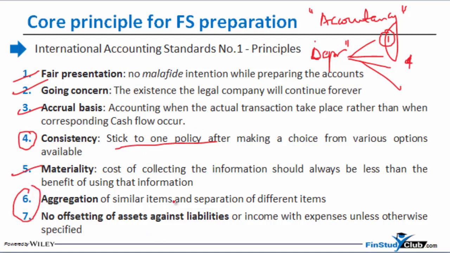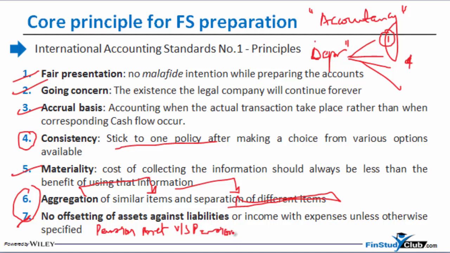The aggregation and no offsetting is pretty simple: you are allowed to aggregate similar items and separate things which are different. But as a general rule, what we are saying is that assets and liabilities are typically to be segregated rather than being shown in a net form. I want you to write here pension asset versus pension liabilities. I'm going to talk about that in level 2, but I just want you to make a good set of rules for us.